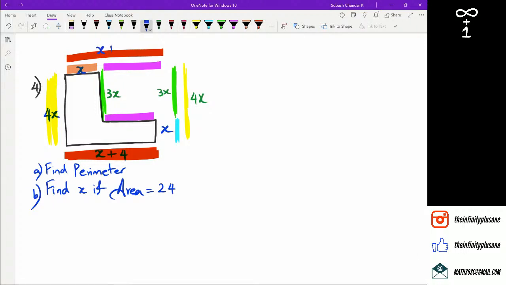So if red is x plus 4 and orange is x, then the pink has to be just 4 by itself. All right, that is the first crucial step you guys actually need. And this is where people mess up so badly in this question. Now, this question is actually really, really easy, all right? But you have to get all the sides correct and you have to get the dimensions correct.